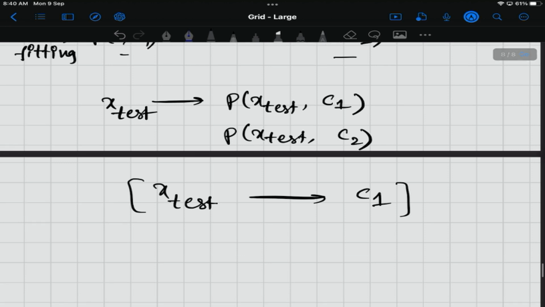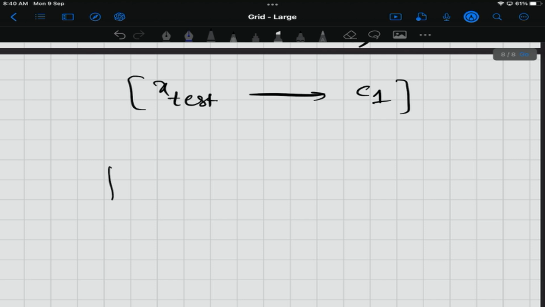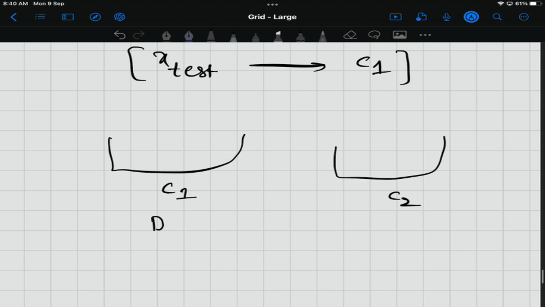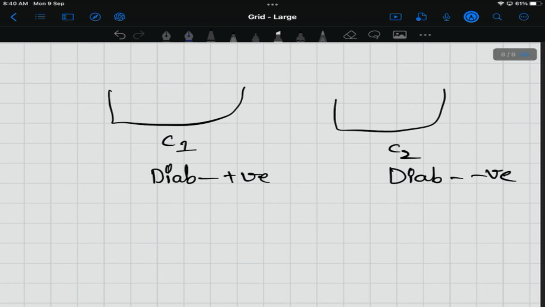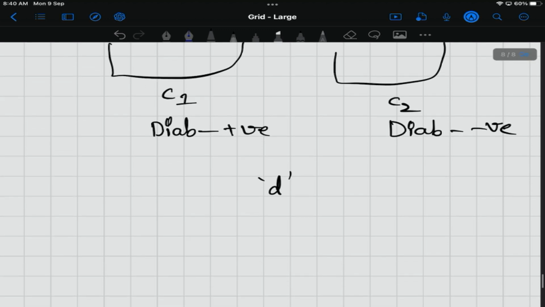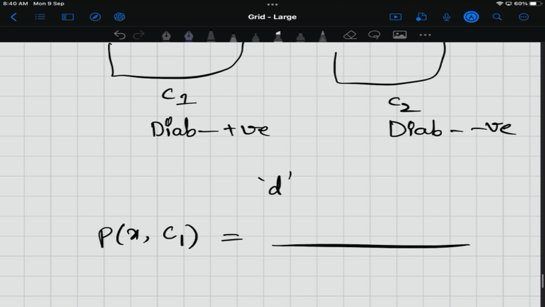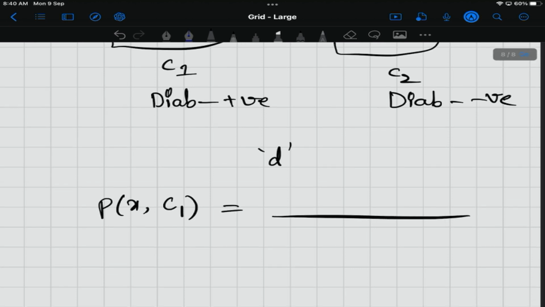Fine. So now suppose you have class 1 and class 2, which is like diabetes positive and maybe diabetes negative. You are trying to solve a medical problem where you have some data points with some dimension d, and then you have the labels as diabetes positive and diabetes negative, class 1 and class 2. So if you have to estimate this probability of C1, can you use Bayes theorem and expand this?